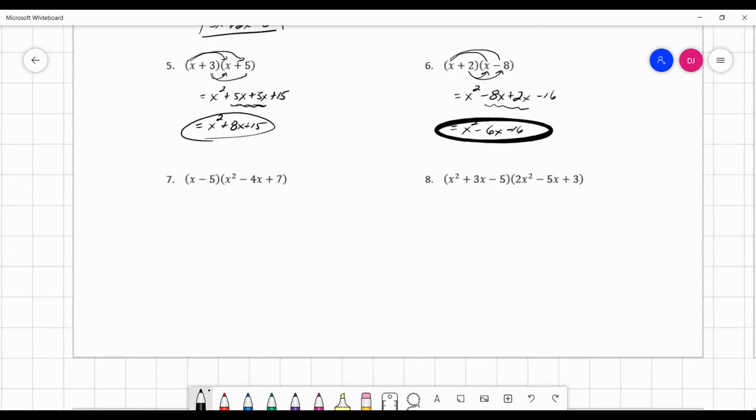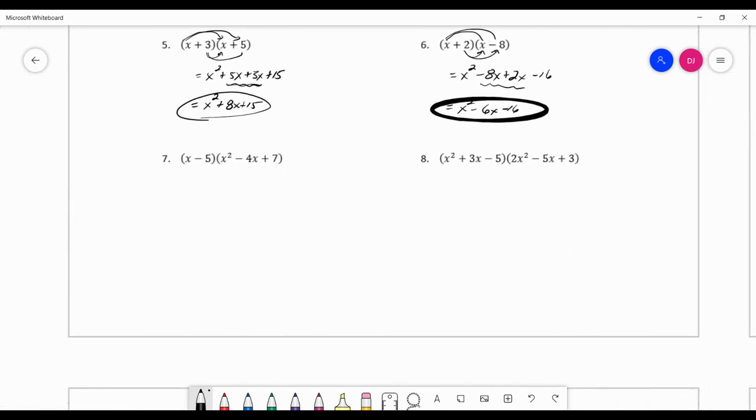Number 7 looks a little bit scarier, but only because instead of having the binomial x minus 5, two terms within there, being multiplied times a binomial, so notice number 5, we've got 2 terms multiplied by 2 terms in the parenthesis. Here in number 7, there are 3 terms in the second parenthesis. The wonderful thing about patterns is you can just simply extend them, and that's what we're going to do here.